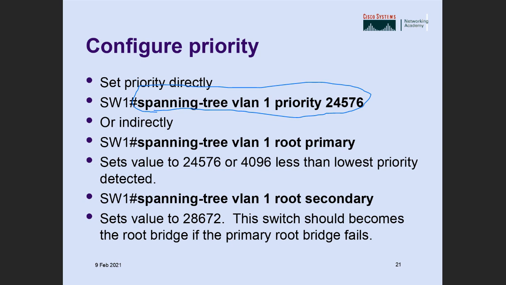Whatever one is my fast switch at the center of my topology, I want it to be the root because it's got the fastest CPU, the most memory, the best processing power. I'm going to say spanning-tree vlan 1 root primary. And then the one I don't want to be the primary, I'll set it to be secondary. So if the primary root bridge fails, the backup switch will take over.